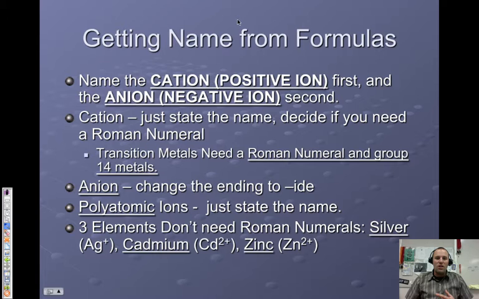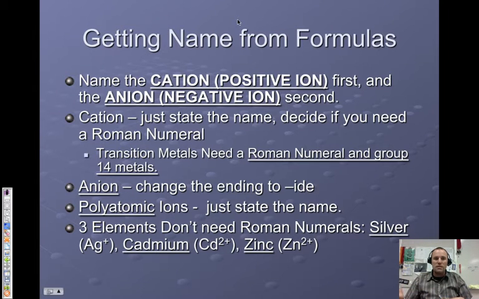So the cation, all you have to do is state the name and decide if you need a Roman numeral. Which ones need a Roman numeral? The transition metals, so groups 3 through 12, and the group 14 metals. Okay, so if it's in the column number 14, then they need a Roman numeral. And the way that you decide what Roman numeral it is comes from the other element that it's buddied up with, and I'll show you how to do that in a minute. Okay, so that's the cation.